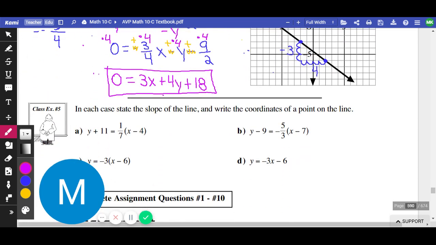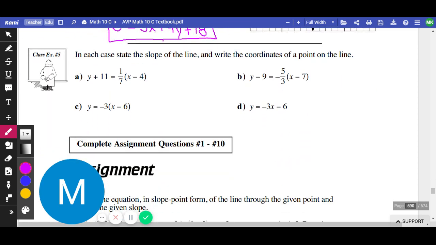Awesome. We've got 4 questions here. These will go fast. I've already kind of alluded to it. So it says, in each case, state the slope of the line and write the coordinates of a point on the line. So you look at this question right here.